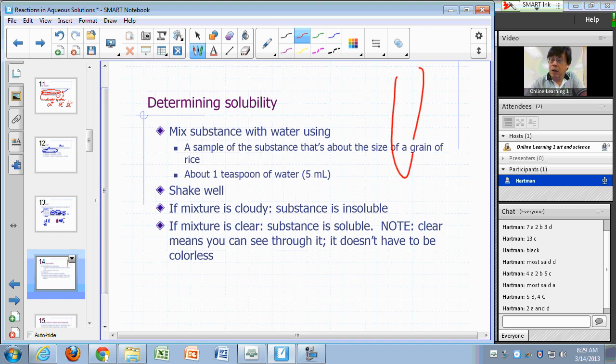So you have your water in a test tube, about 5 milliliters of it. And then put a little pinch of whatever you're trying to test, about the size of a grain of rice. They used to say take a pinch, but we don't want you touching chemicals in the lab, so you'll actually have to use a spatula to do that. All right. So you mix that with water, and then you shake well. And if you see something that's cloudy, what that's telling you is it's not blending with the water, so your substance is insoluble.